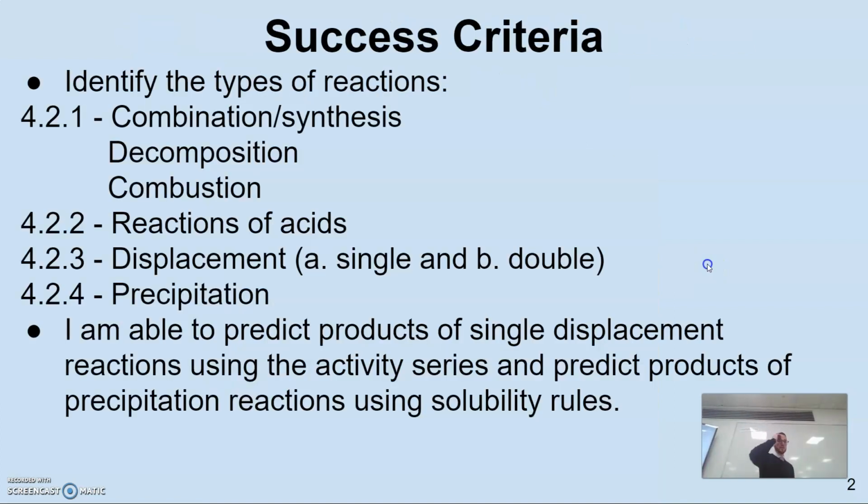Types of reactions. There are 6 main types of reactions which we explore. One is called combination or synthesis. One is called decomposition, combustion, right? So we did that prac on combustion last week. Then reactions of acids, displacement, which is split into what's called single or double displacement, and lastly, precipitation.